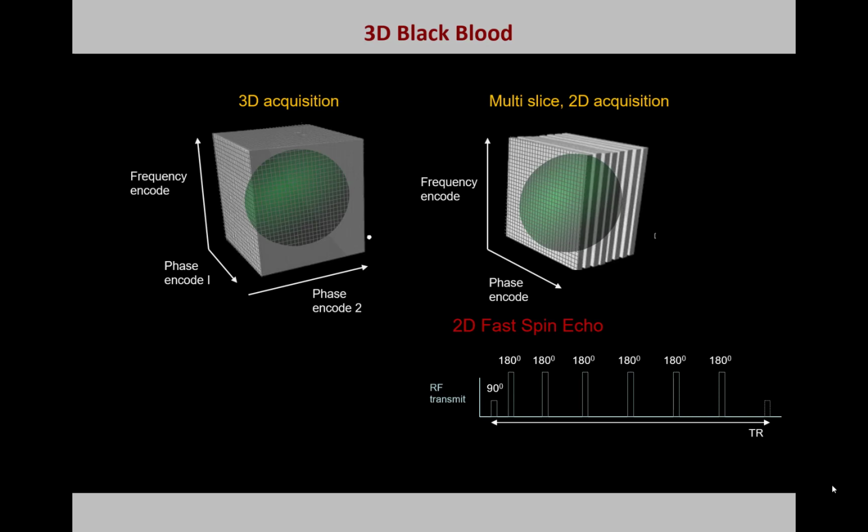In a given TR period, we have a 90-degree excitation pulse and multiple refocusing 180-degree pulses. Each 180-degree pulse generates an echo, so in one TR we can collect multiple echoes and fill multiple lines in K-space. In this example, we're showing an echo train length of 6. In other words, we're generating 6 echoes per TR, and this will collect a single slice 6 times as fast as a conventional spin echo.